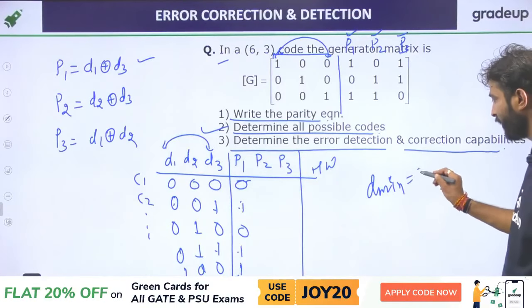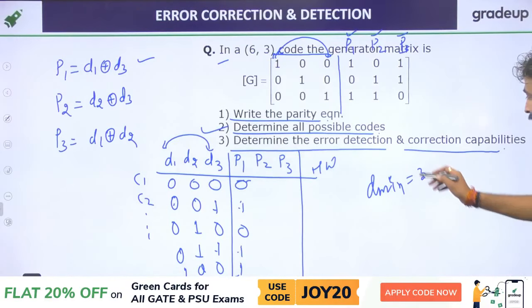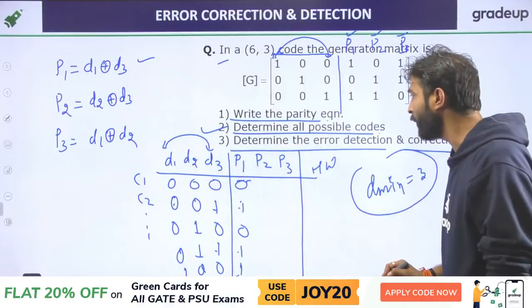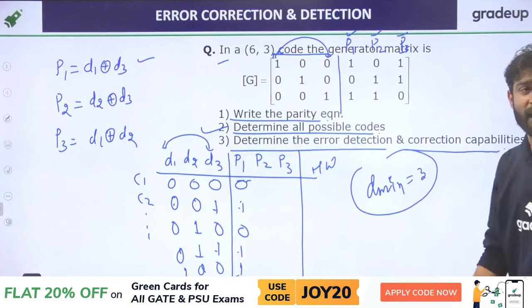Right, you will get D minimum 3. For this, if you solve it, no error can be detected. Now, how can you say that, Nimish? D minimum will be 3. If D minimum will be 3, then how will we find out how many errors can be detected and how many errors can be corrected?